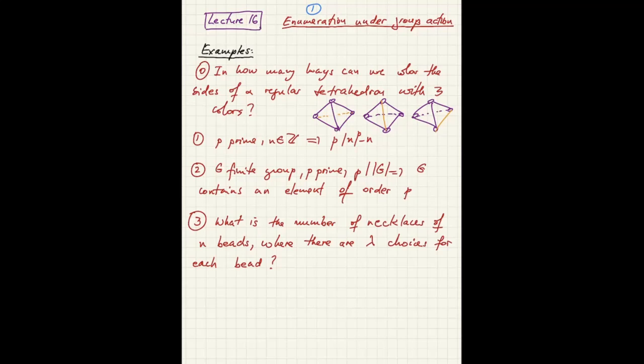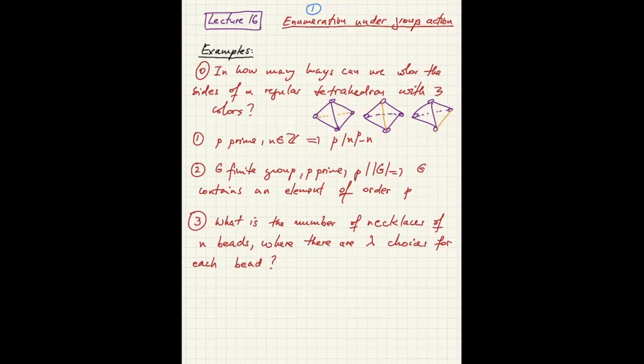The second example comes from number theory, and it's the famous Fermat's little theorem, which states that if p is a prime and n is an integer, then p divides n to the p minus n. The third example there is Cauchy's theorem from group theory, which states that if we have a finite group and a prime divisor of its order, then G must contain an element of order p.